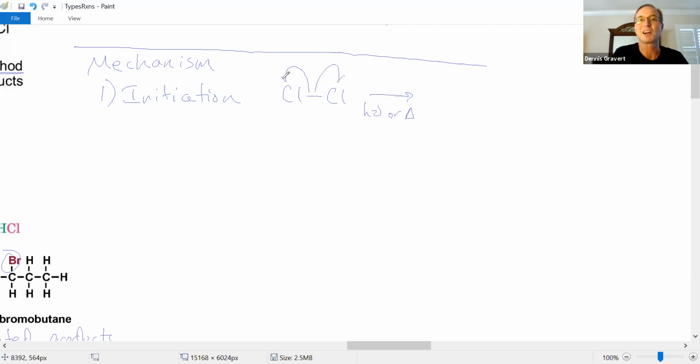Remember, single barbed arrows, fishhook arrows, mean movement of one electron. And so then you get 2 chlorine radicals. Well, I'm just going to put a big 2 in front instead of drawing the 2 Cls. This is the first step of the mechanism and explains why heat or light is required. You have to make these intermediates. Cool. Okay, what's next? Next step is propagation.